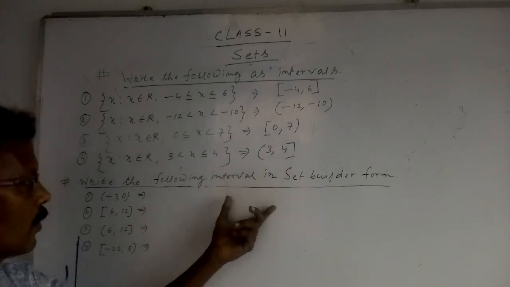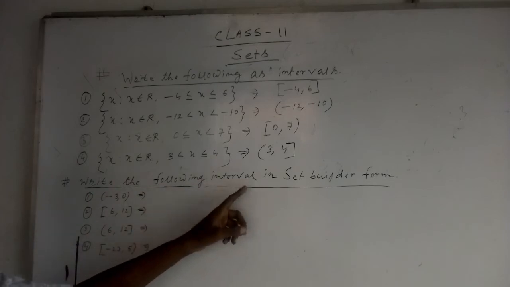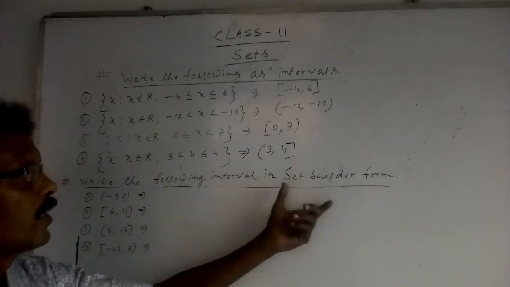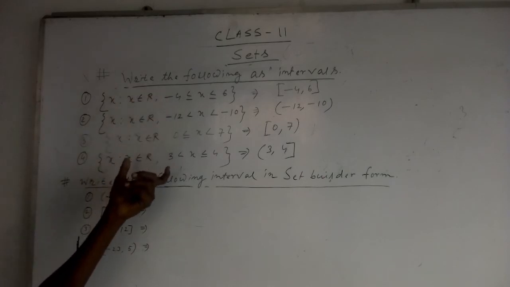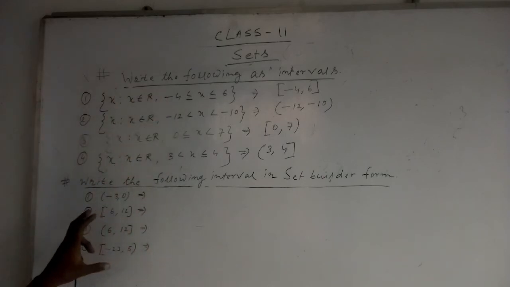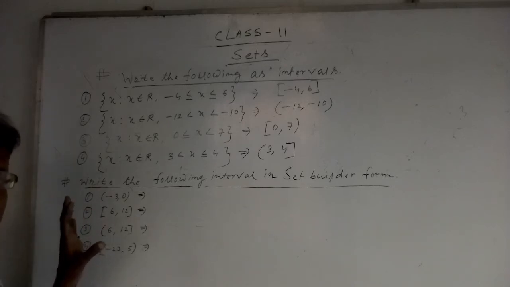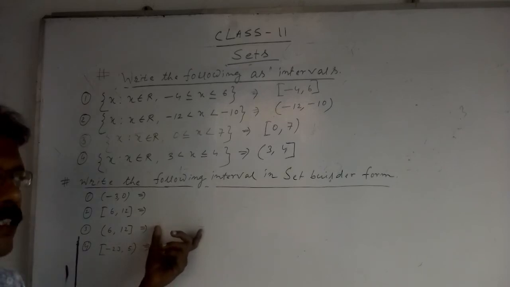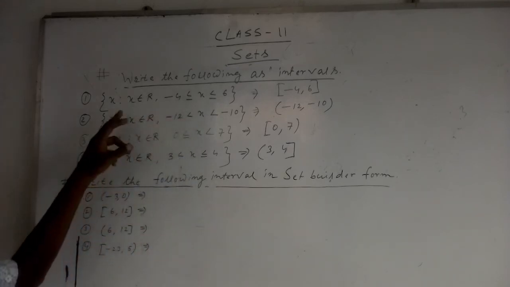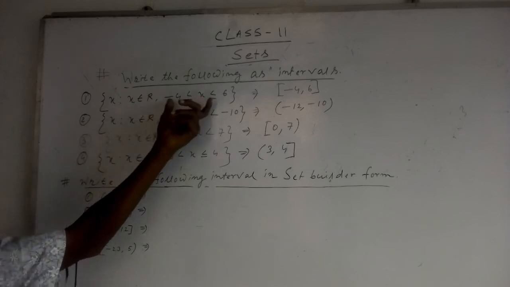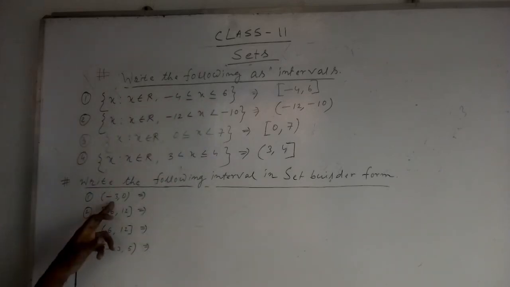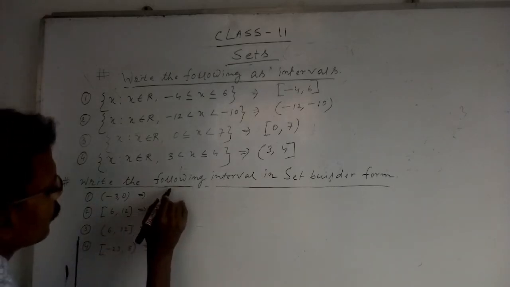Now next question, write the following interval in set builder form. Set builder means this is the set, this is the set builder form. Now this is interval notation. Here some intervals are given and you have to write it in set builder form. This is set builder form, that is x such that x belongs to R and the limitation. Now the first one is minus 3 comma 0. You can see, my friend, that this is an open interval. This is open from both sides. Now what is your answer?